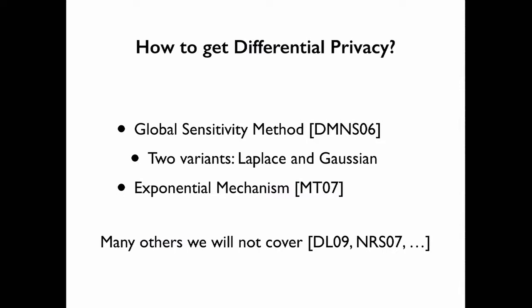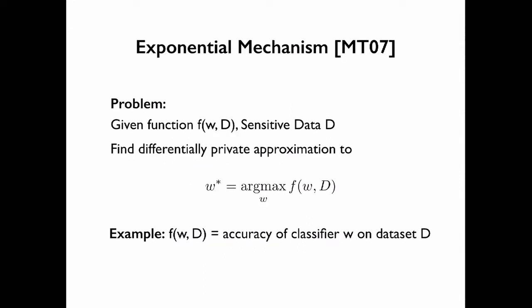Next, I'm going to look at our second basic algorithm design tool called the exponential mechanism due to McSherry and Talwar. So what is the exponential mechanism? It tries to solve the following problem. You're given a function f of w and d, where d is our sensitive data and w is some other parameter. What it wants to do is find the differentially private approximation to the maximizer of f of w and d.